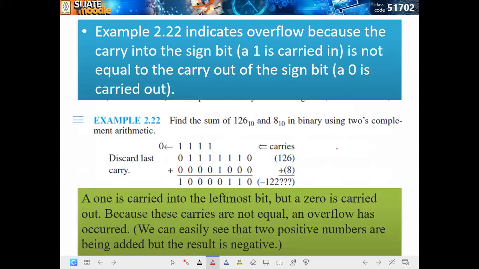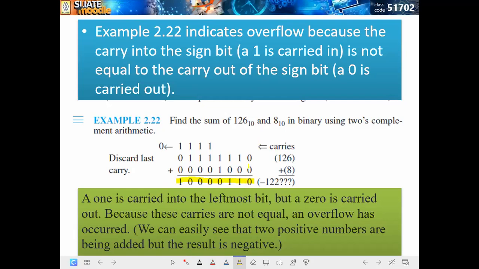Right. This is an example. Let's say find the sum of 126 and 8 in the binary using 2's complement arithmetic. Right. When you are going to add these together, then you will get this result. You will get this result, right?